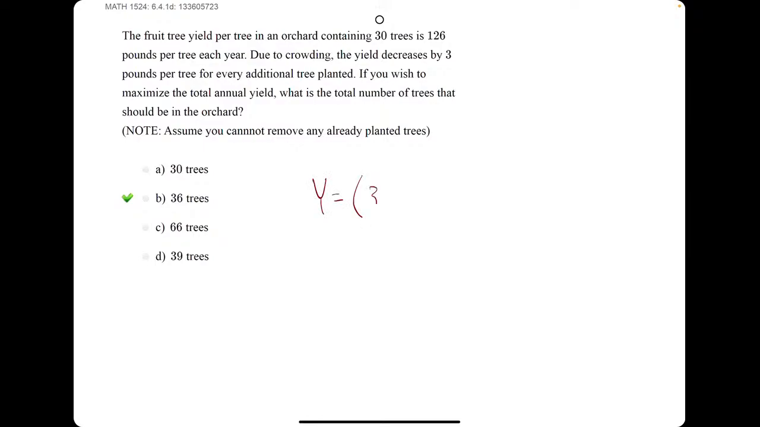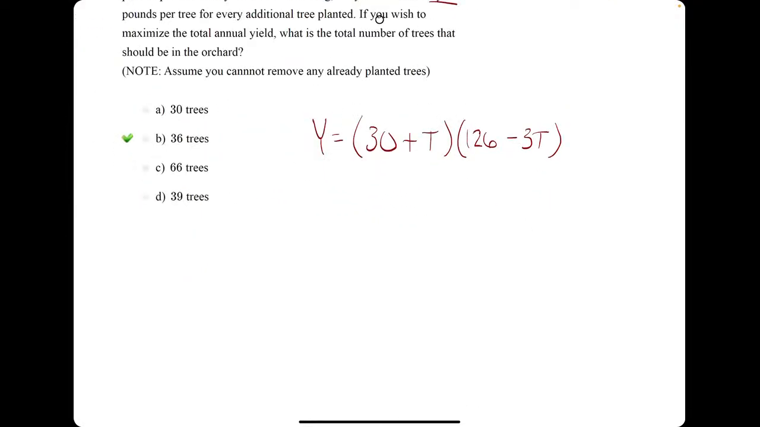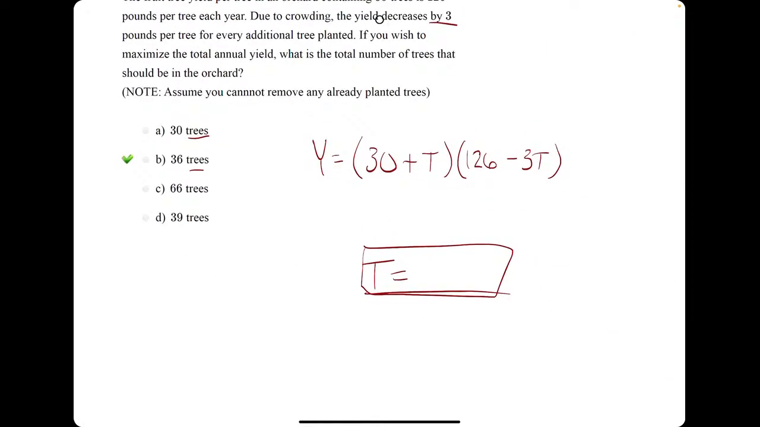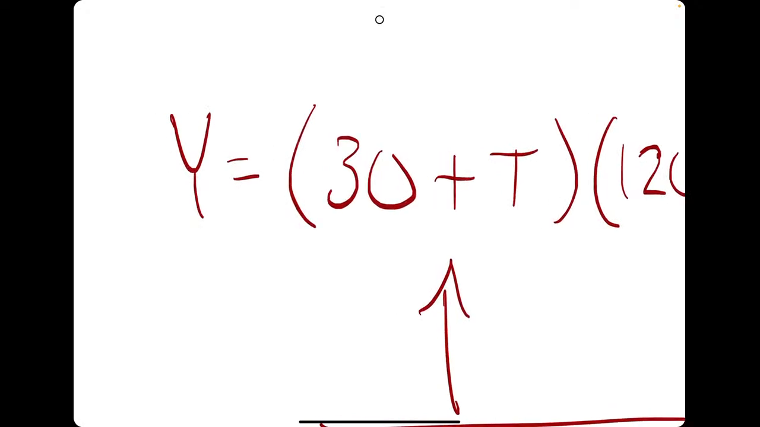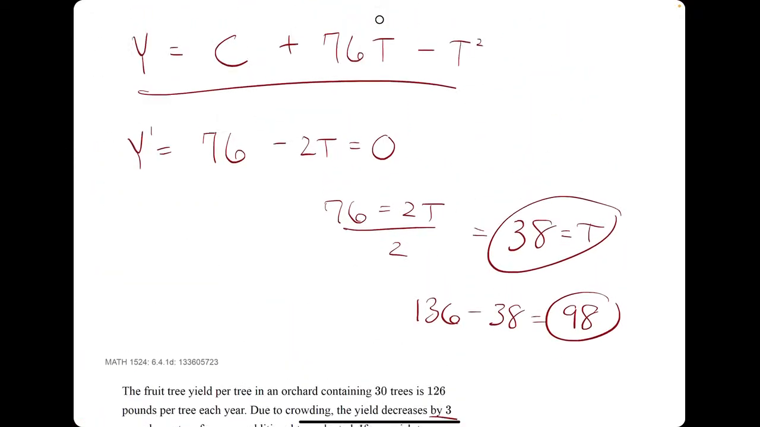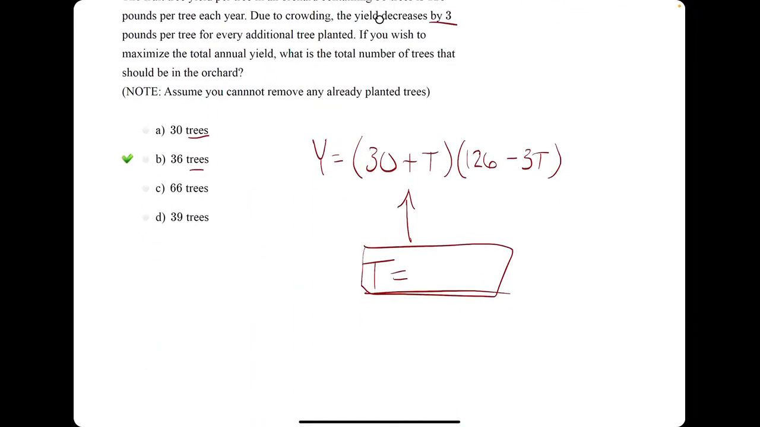The yield is going to be the number of trees plus t, so 30 plus t, and then 126 minus 3 per tree, so minus 3t. We would distribute all this, find its derivative, and then once we solve for t, that would be the number of additional trees. Because they're asking for trees, we would plug it back into this parentheses, which represents the number of trees, rather than plugging it into the second parentheses, which is used for when they ask for pounds per tree. I hope this distinction makes sense.